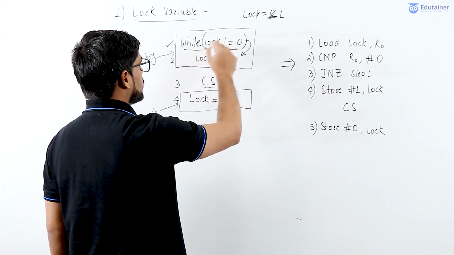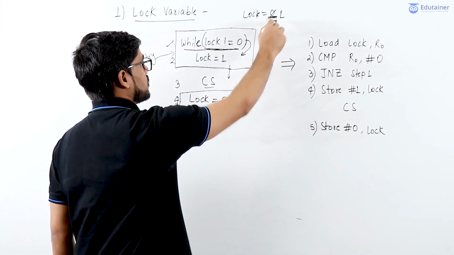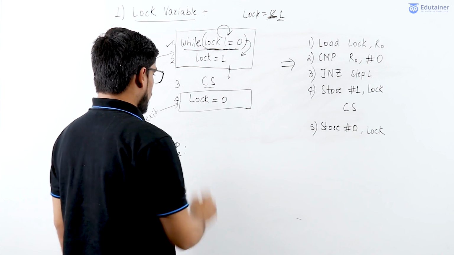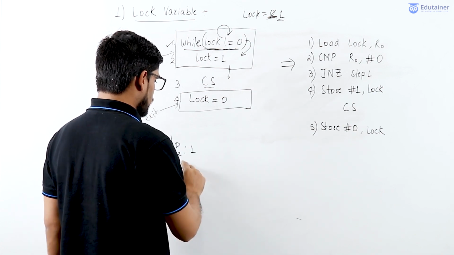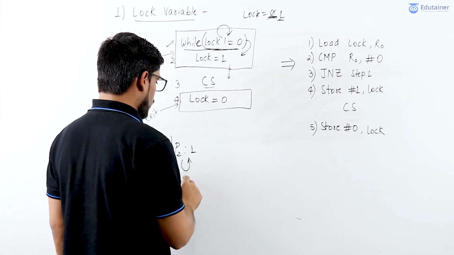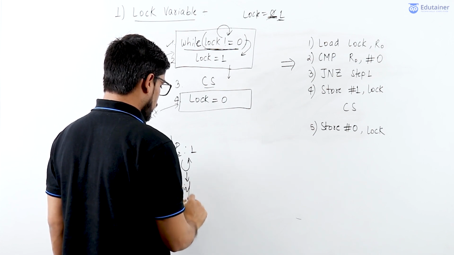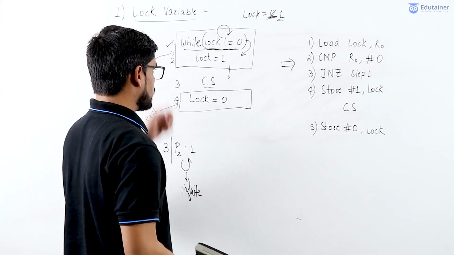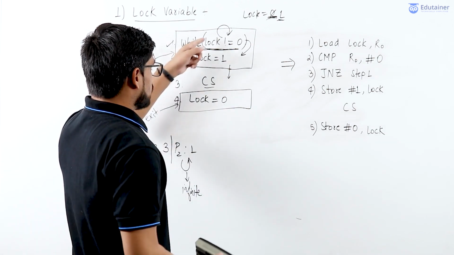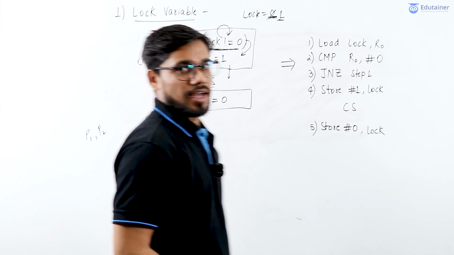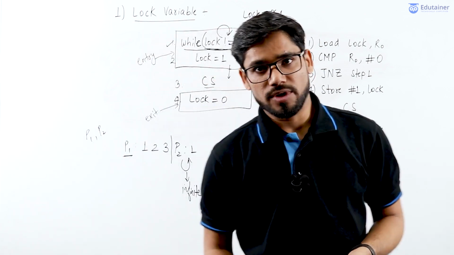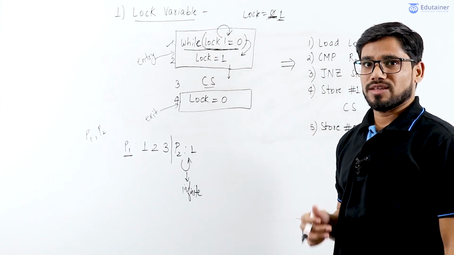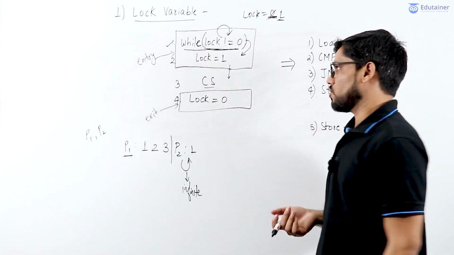Here the condition is while lock is not equal to 0, but lock is equal to 1. That means process P2 is stuck in this while loop, and being stuck in the while loop is called an infinite loop. So here the problem is whenever a process is present in the critical section, the other process is continuously busy trying to access the critical section. For that reason this lock variable solution is also called a busy waiting synchronization solution.